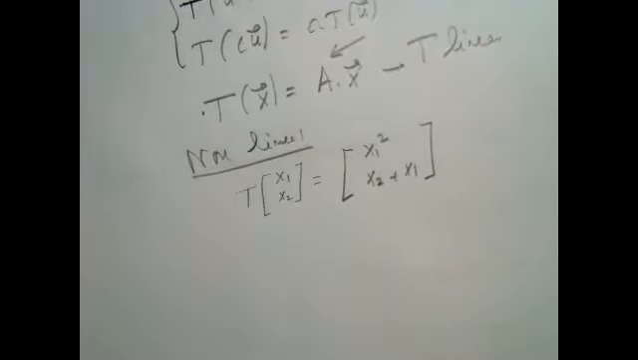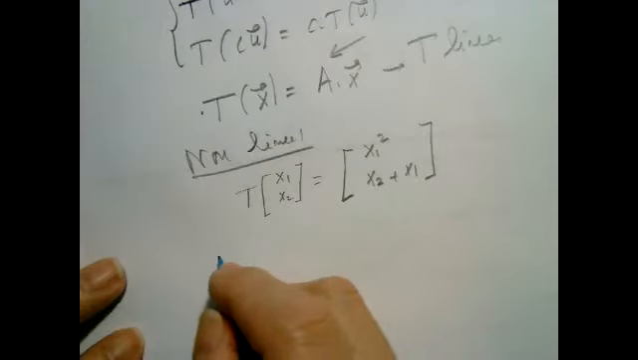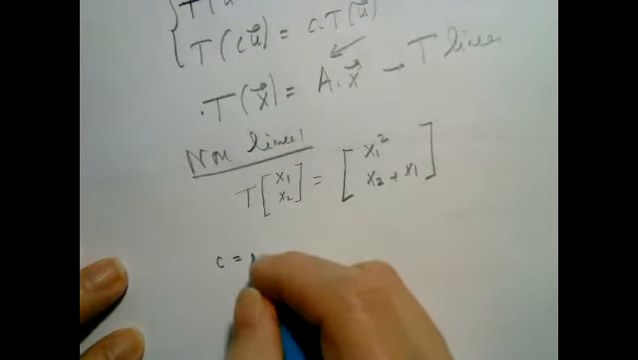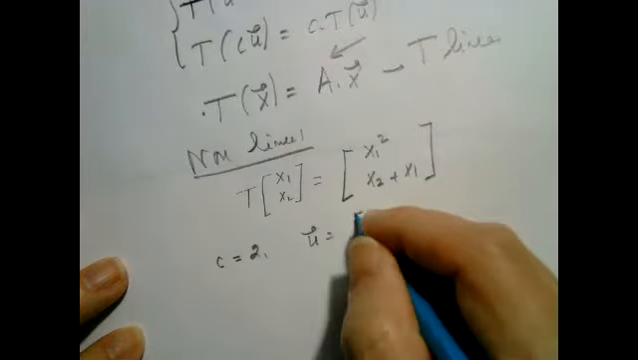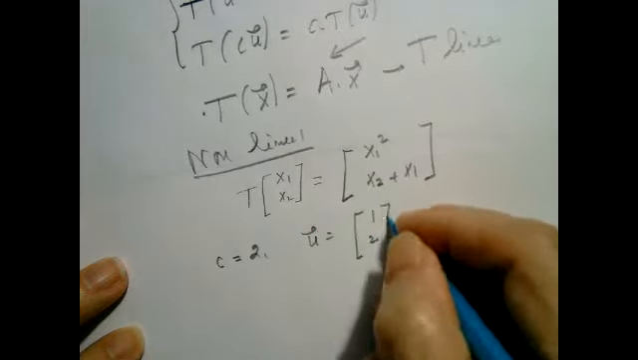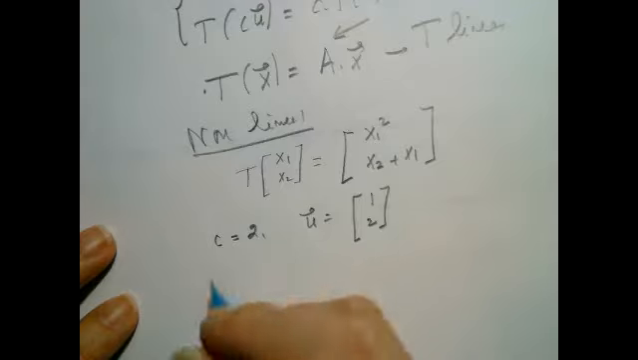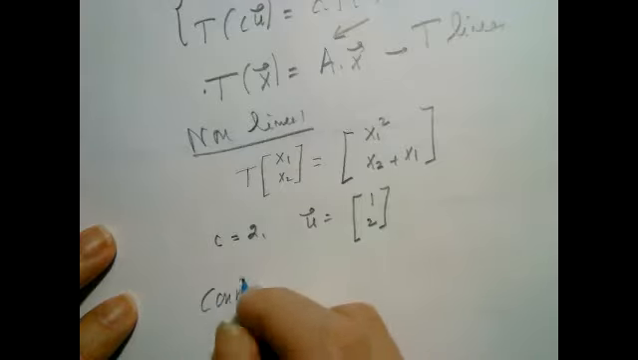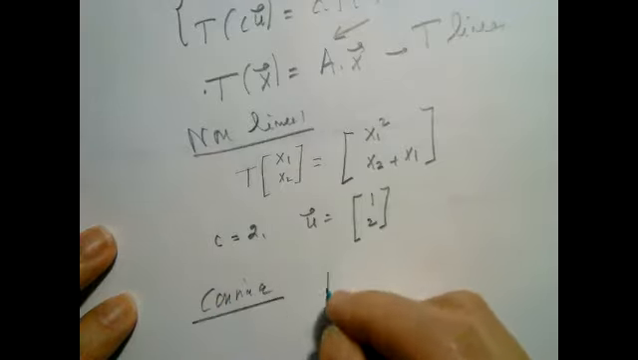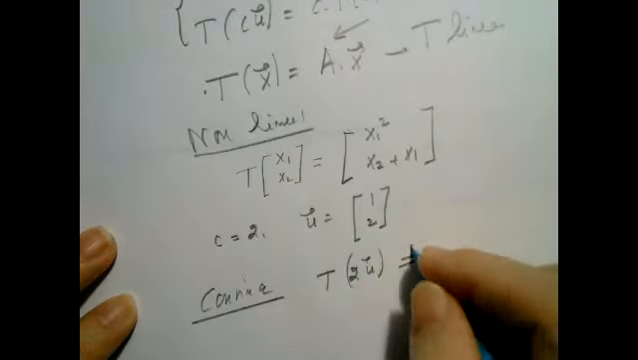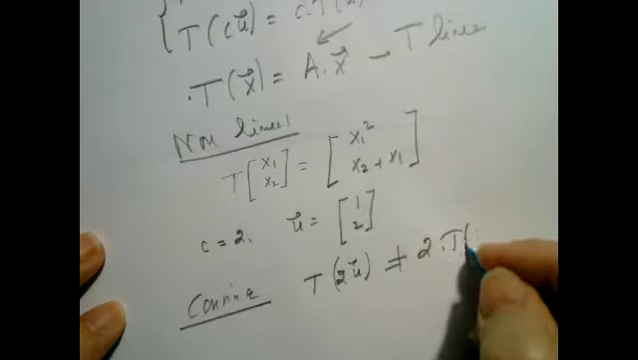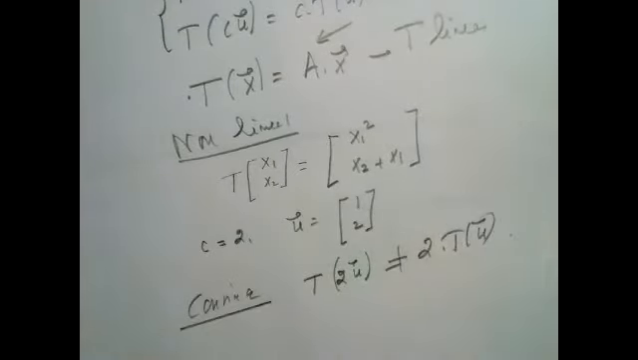How do you show it's not linear? To show it's not linear, you give me an example of a C. Like for example, you can take C equal to 2. And you give me an example of a vector. Like in this case, I'm going to take 1, 2. And you convince me that if you compute T of U, you will not get twice. You cannot remove that. So that's how you show nonlinearity.